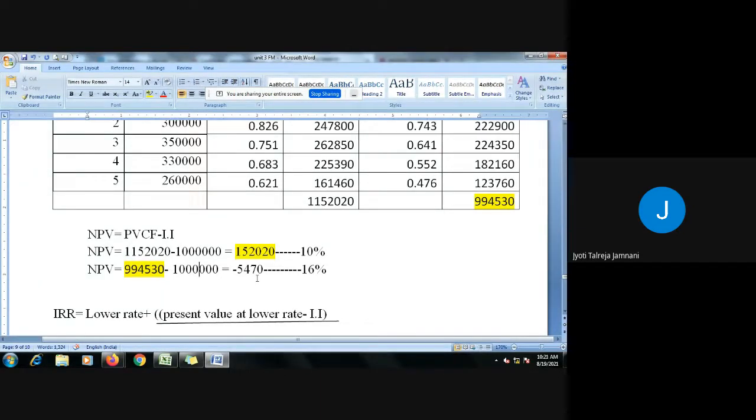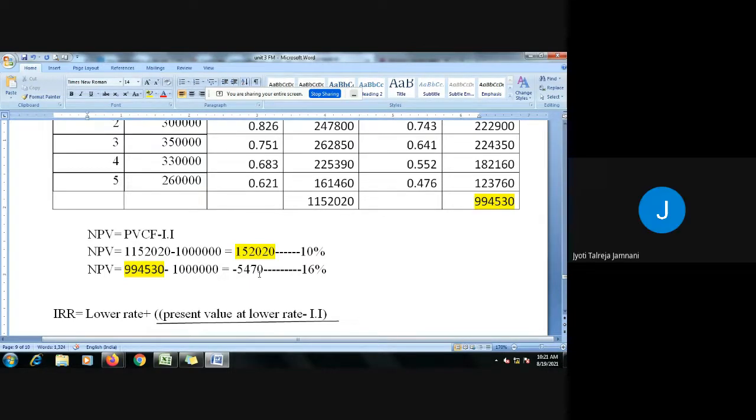And we should get it like this only, because in between positive and negative lies zero. So I can say in between plus 1 and minus 1 is 0. So I need one plus sign and one minus sign NPV, so that in between those two rates, 10 and 16, I can find the IRR which will give me 0 NPV. Is that clear? Yes, ma'am. Okay. Thank you.